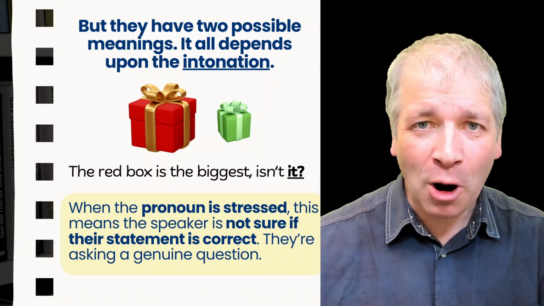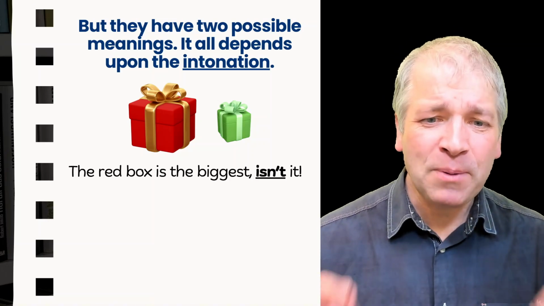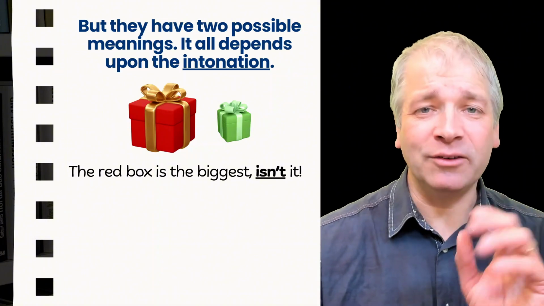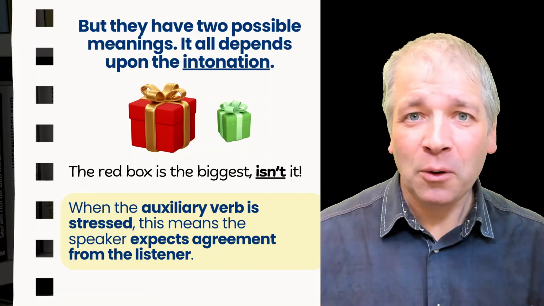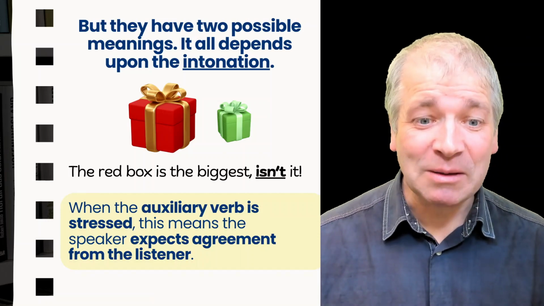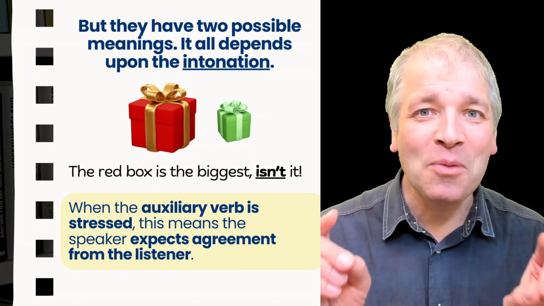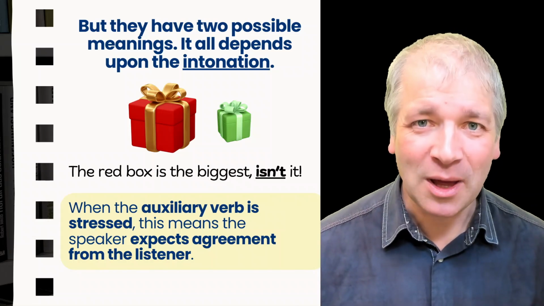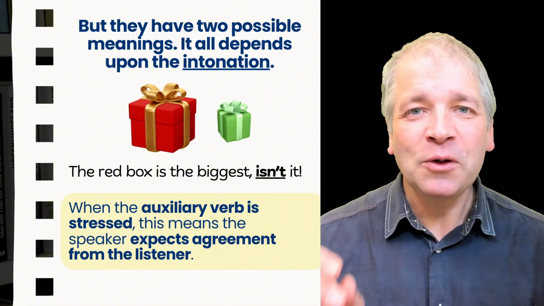So the more appropriate statement is this one. The red box is biggest, isn't it? Here, isn't is the stressed word. And when the auxiliary verb, or the verb to be, is stressed, this means the speaker expects agreement from the listener. So this was the more appropriate example because I stressed the auxiliary verb, not the pronoun.